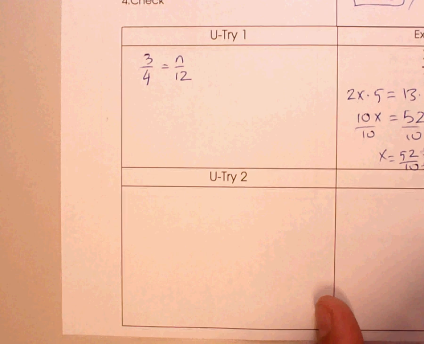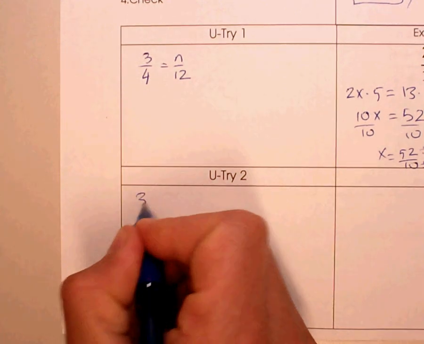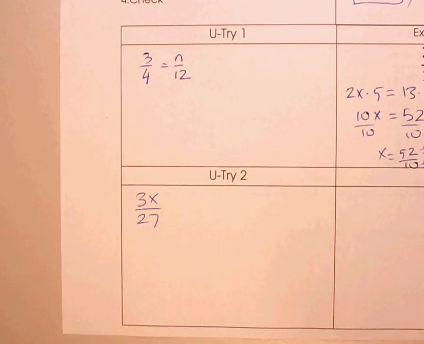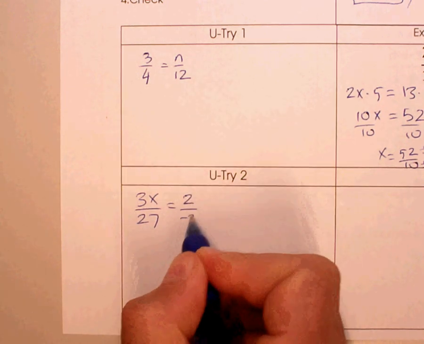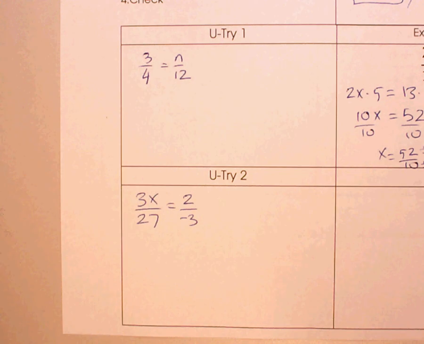Here's your next few to try. 3x divided by 27 is equal to 2 divided by negative 3. Do your cross product, solve for x. Don't forget to check your work.